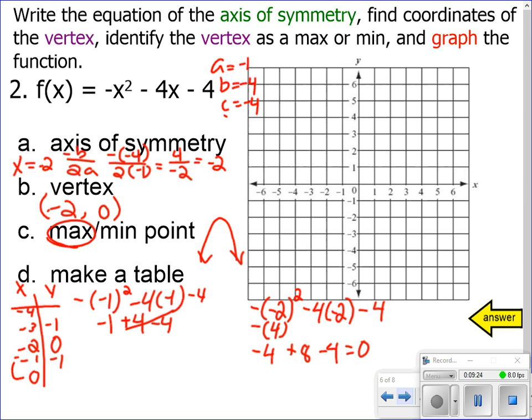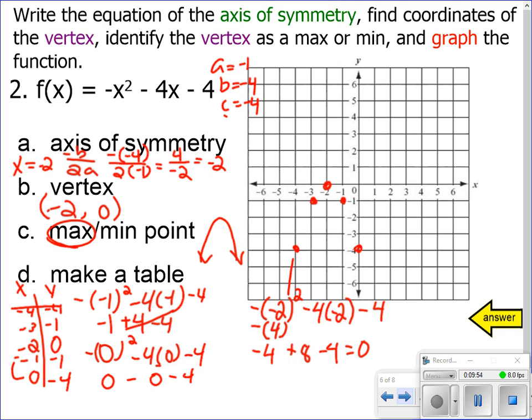Then I check 0. I've got 0 squared minus 4 times 0 minus 4. Well, this is 0. This is also going to be 0. So I've got 0 minus 4. That's going to give me negative 4 and negative 4. Once I have those, then I can graph those points. So I've got a point at negative 2, 0, negative 1, 1, and negative 3, 1. And then I've got negative 4, 4, and I've got 0, 4.